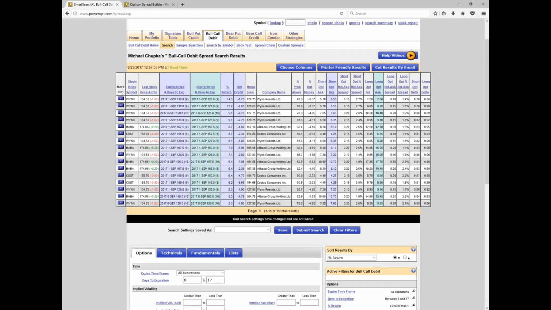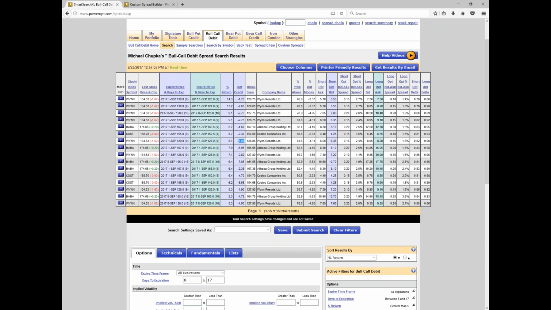There we go. So interestingly enough, we see Wynn, but we have some different combinations. We see the 3-point spreads still offering that high return. What was our combination? It was the Wynn 129, 127. There it is. Yep, 129, 127. Here the bull call debit only offers an 8.1% return, where we saw the higher return, 20 cents on a 2-point spread.